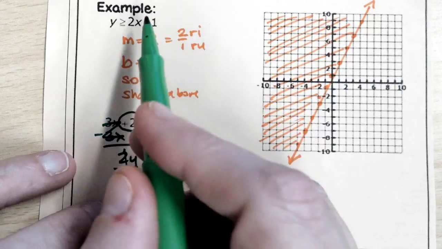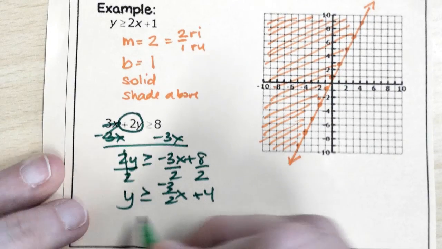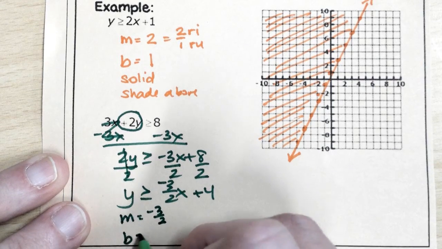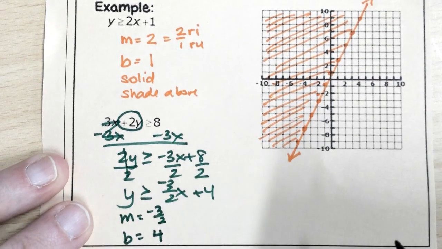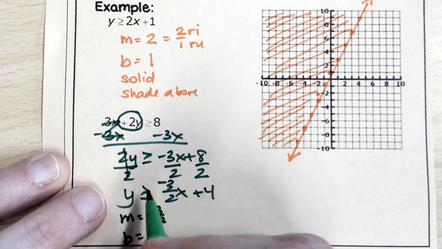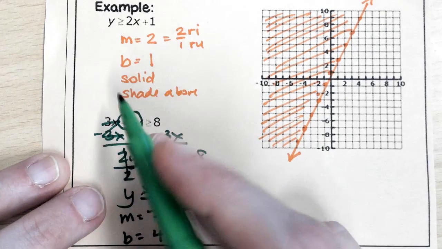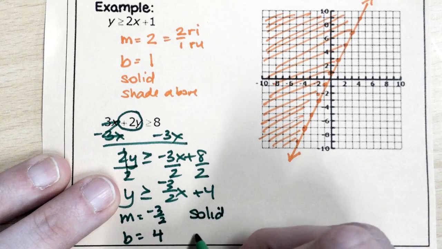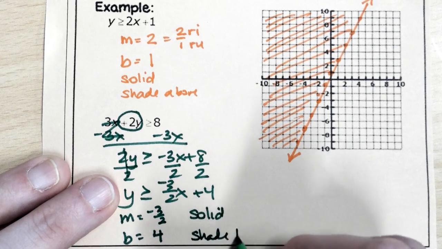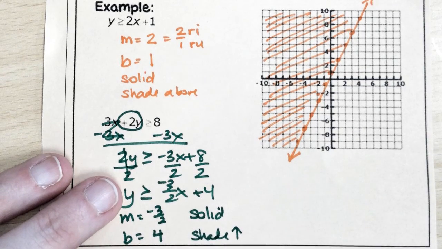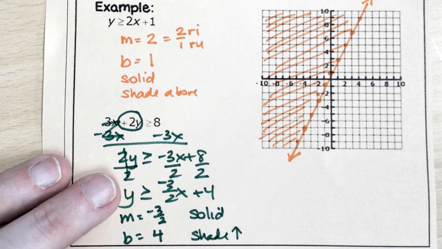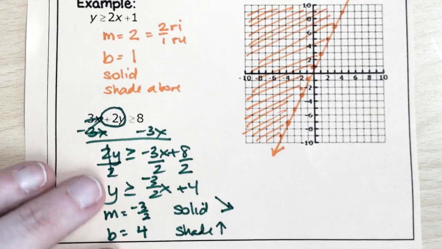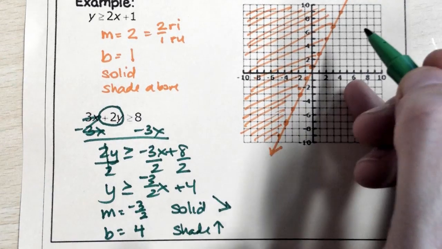Okay? So just like I did up here, I'm going to write down my slope is negative 3 over 2. My y-intercept is 4. My sign is greater than or equal to, so just like this one, since it's or equal to, it's solid, and I'm going to shade above. What else can I notice about the slope? It's negative. It's negative, so I should have a line going downhill, just something for me to think about. Okay, let's go ahead and plot that line.